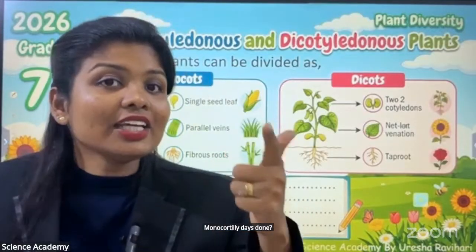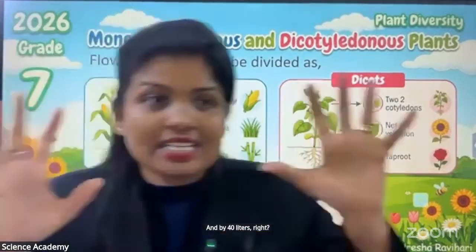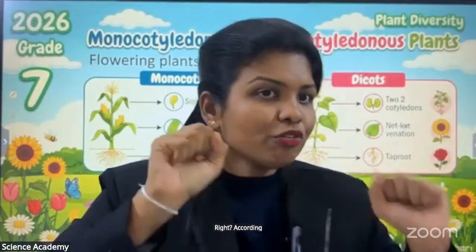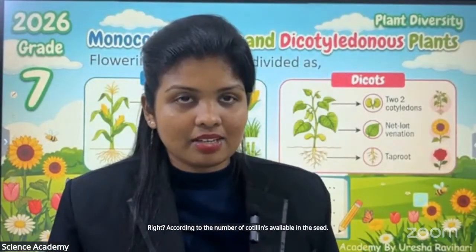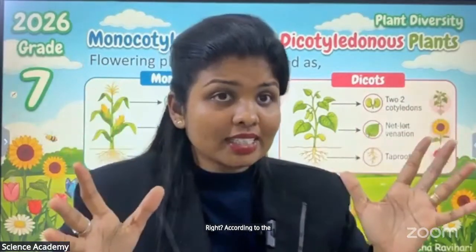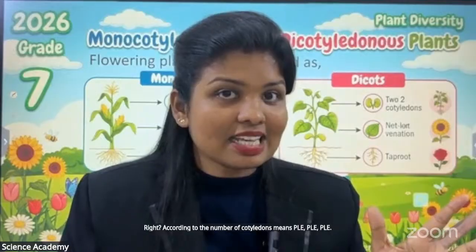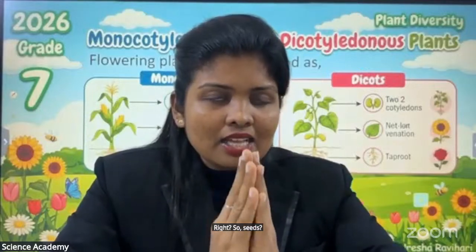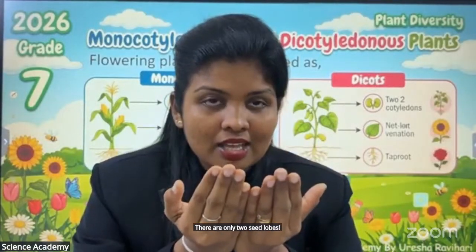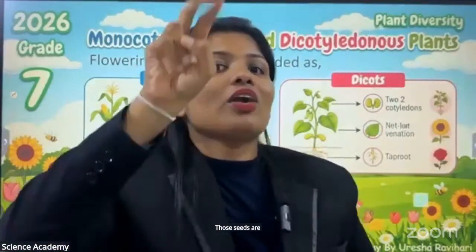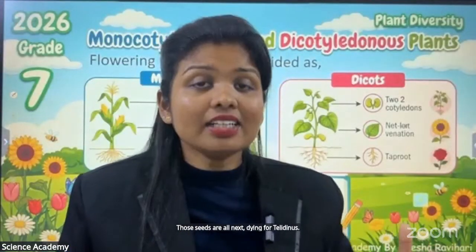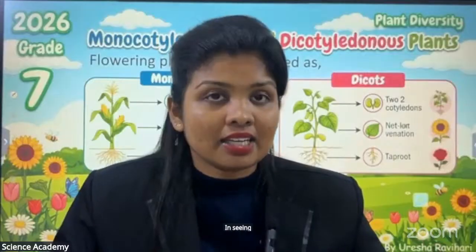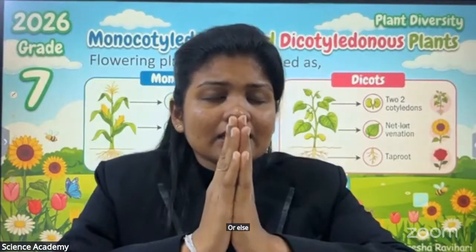Monocotyledons and dicotyledons, right? Seeds can be divided into two according to the number of cotyledons available in the seed. Cotyledon means piyali. In Sinhala, we call it bija piyali. So seeds that have two seed lobes are called dicotyledonous seeds. Cotyledon means seed lobes.